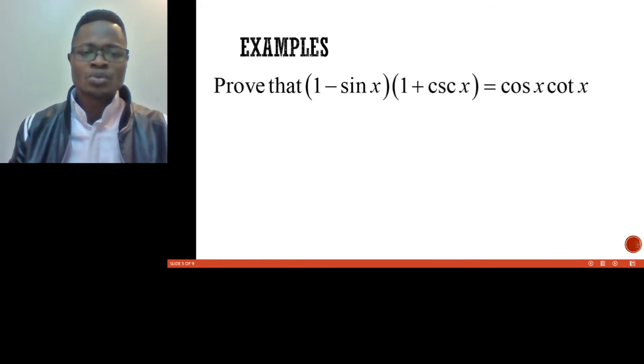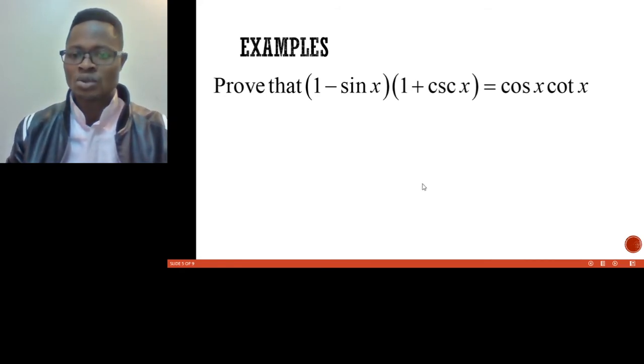Assuming that you are asked to prove that (1 minus sine x) multiplied by (1 plus cosecant x) is equal to cos x cot x. Of course, this is our left-hand side and this is our right-hand side. If you look at both sides, you will see which side is more complicated.